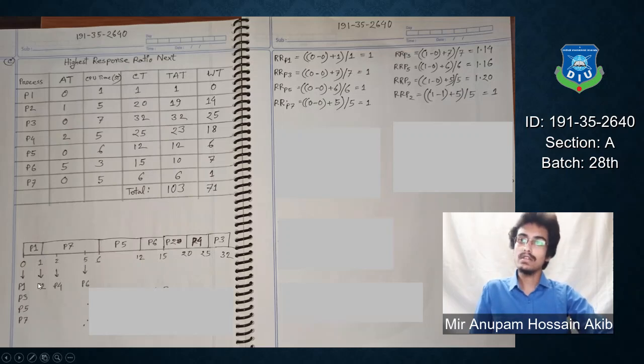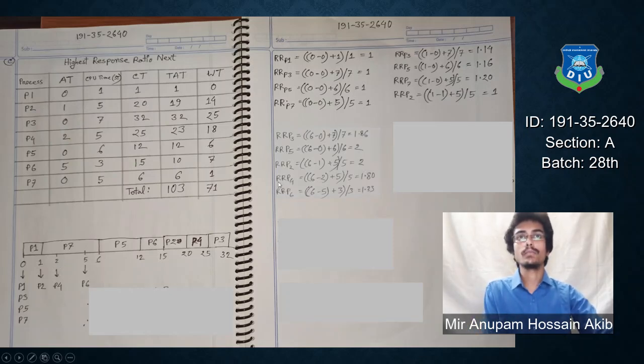But in the meantime, P4 and P6 have come. So we find the response ratio for P3, P5, P2, P4 and P6, and then take the maximum one. Here the maximum is 2, for process 5 and process 2. As they are equal, we look at their arrival time. The arrival time for P5 is 0 and for P2 is 1. So the minimum is 0 for P5, and we execute P5 now.